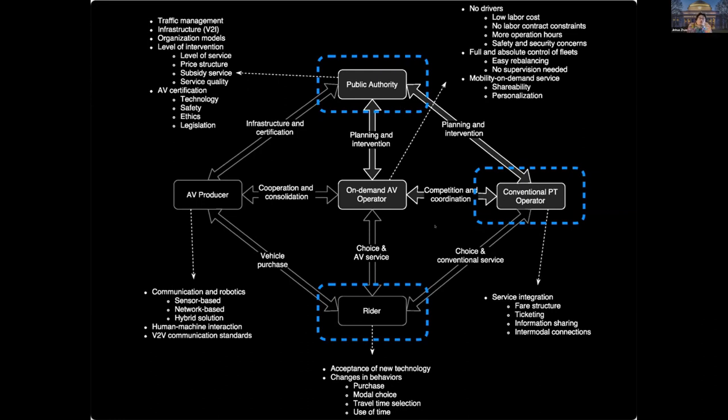But when we introduce the autonomous vehicle, you'll find this picture gets much more complicated. For example, we're putting both the on-demand AV operator and the AV producer in this. There are a lot of new relationships we should consider. How would the on-demand AV operator and the conventional PT operator interact with each other? Are they coordinating, or is there a less fair competition with each other? And from the rider side, would riders have a richer set of choices between the AV operator and the PT operator, as well as the potential integrated service?